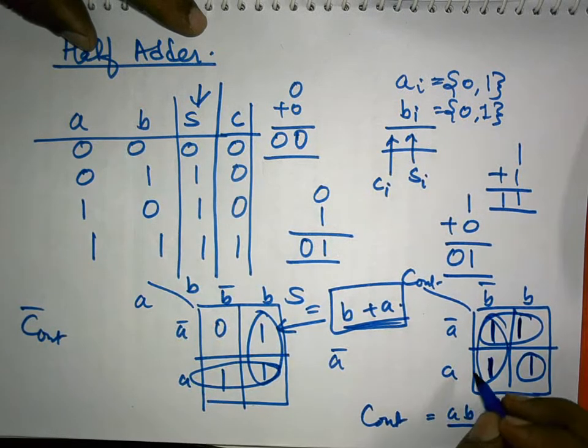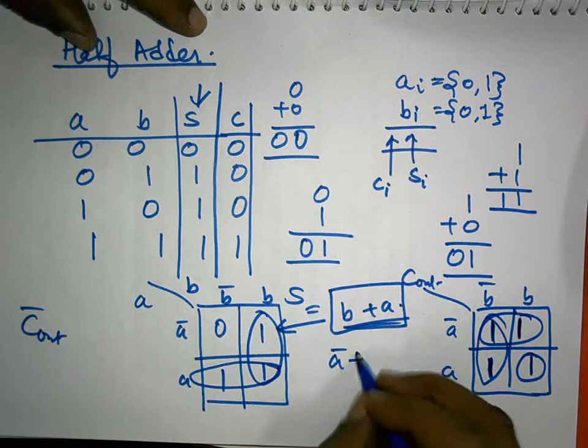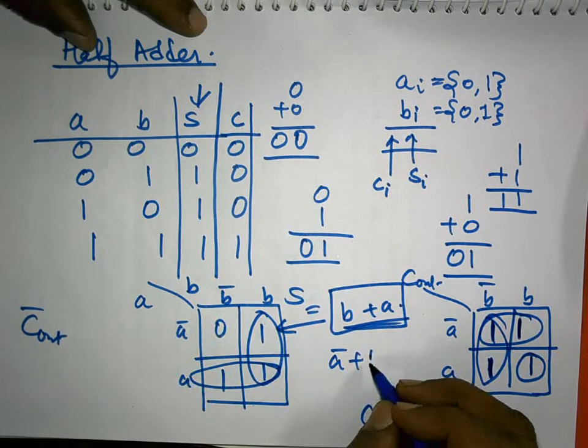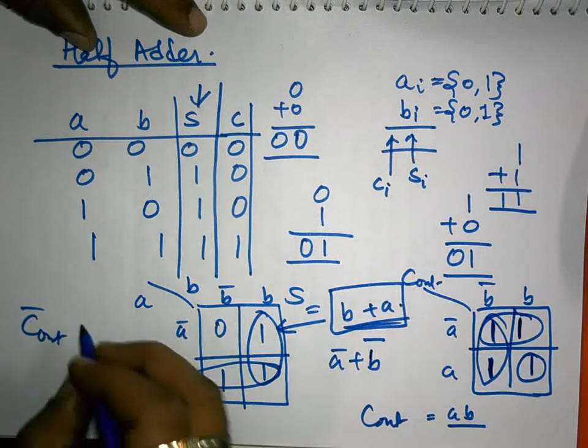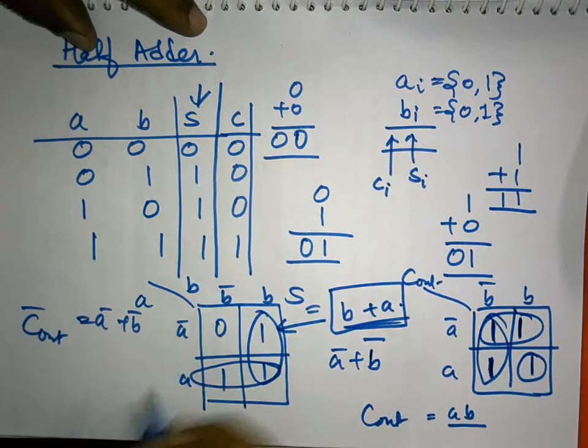A bar plus B bar. Am I right? A bar plus B bar. Okay. Any harm? So, this will be A bar plus B bar.